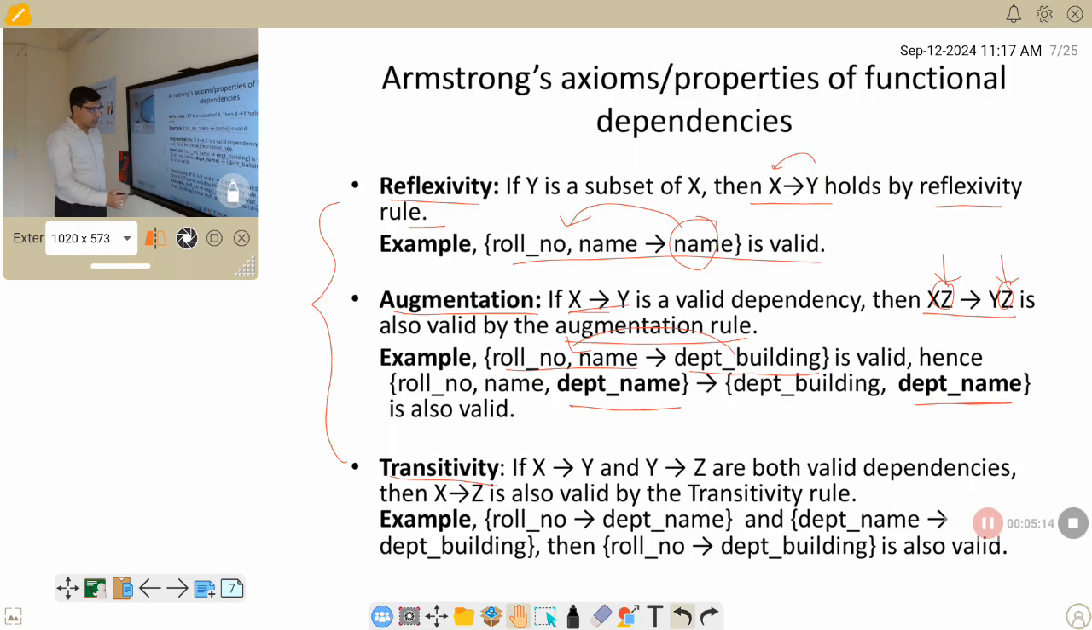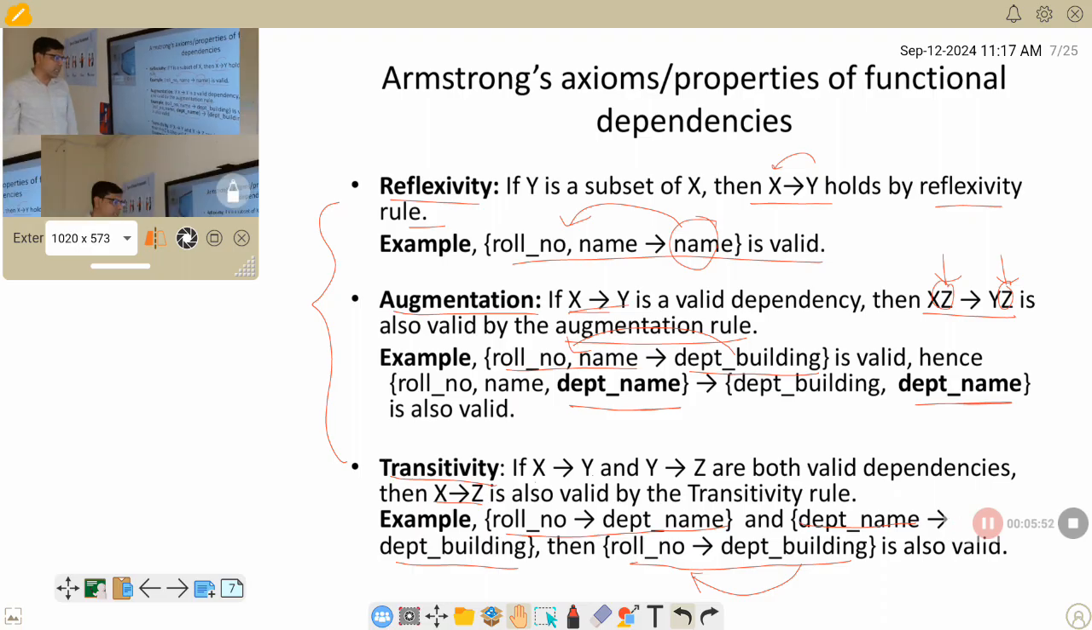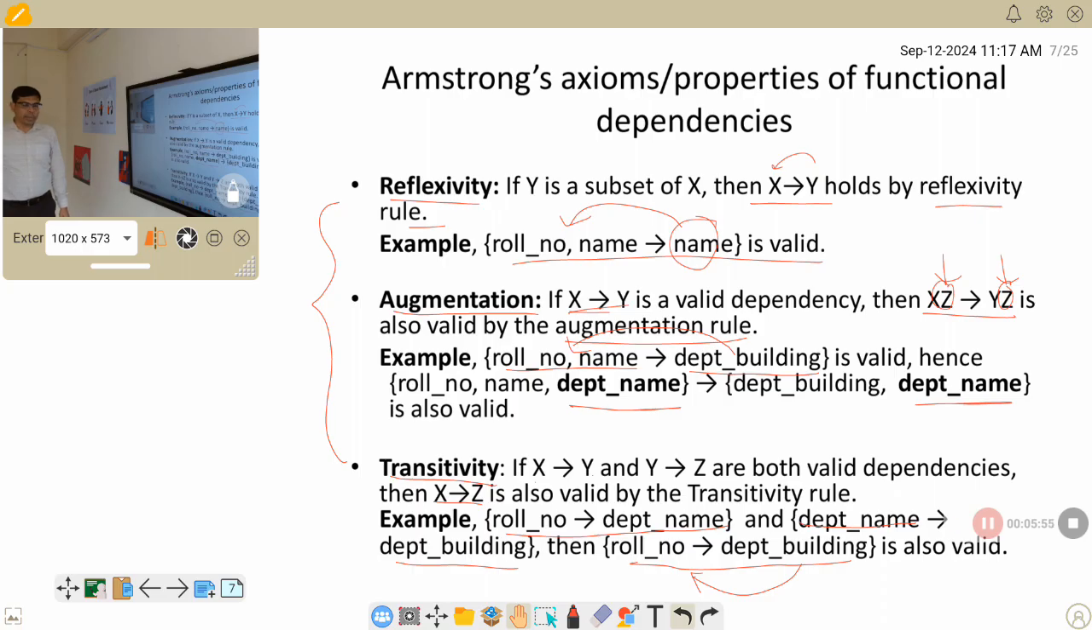Transitivity rule. The next rule is the transitivity. Here X arrow Y and Y arrow Z, if both exist or both are valid dependencies, then we can say X arrow Z is also valid by the transitivity rule. So let us consider an example: roll number and department name, and the department name and department building. So we can say that roll number determines department building, that means department building depends on the roll number. So X arrow Y and Y arrow Z, if both are valid, then we can say X arrow Z is a functional dependency.